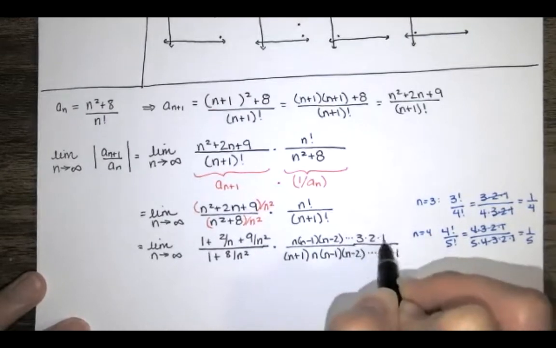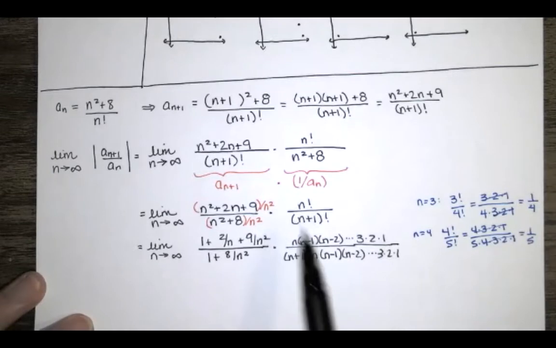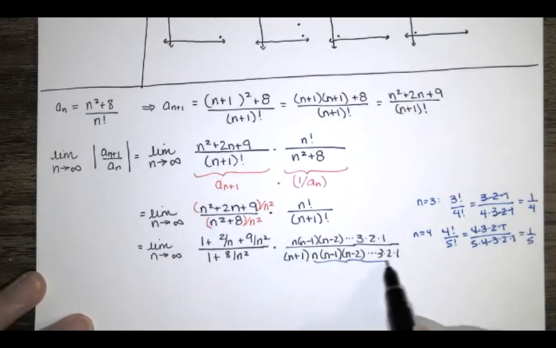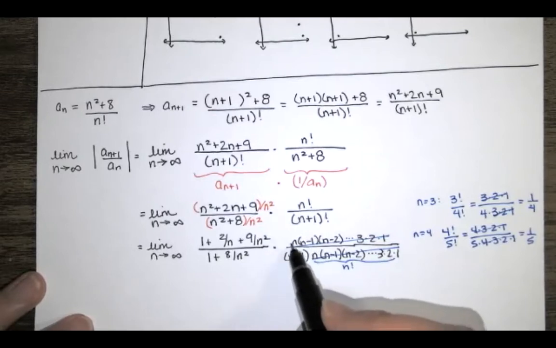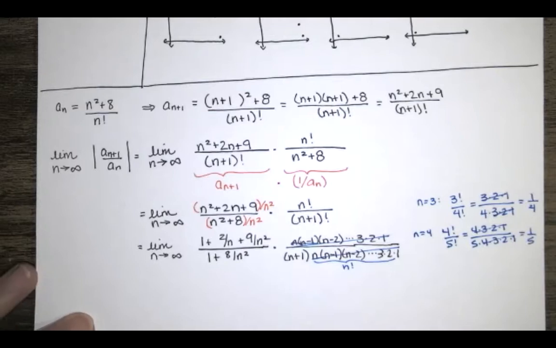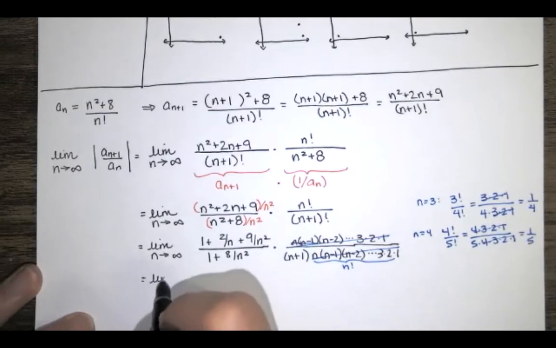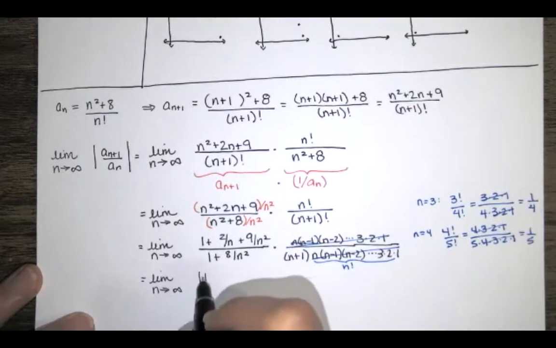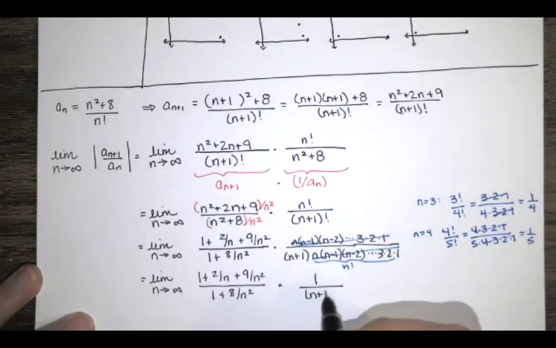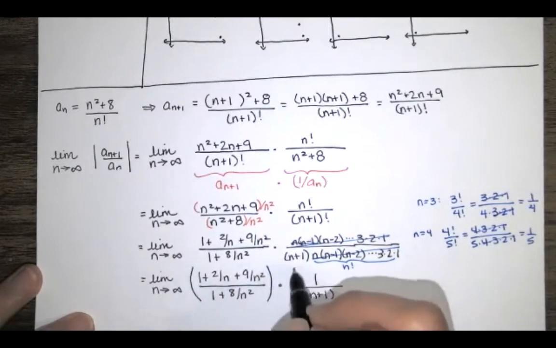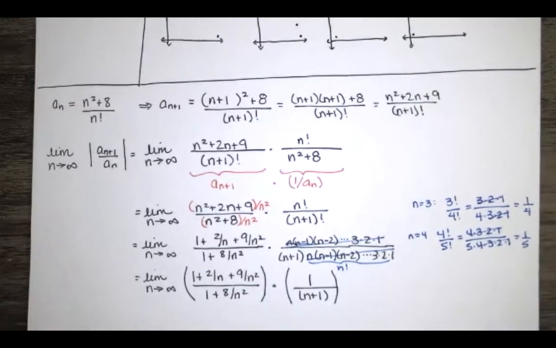Now you don't actually have to write this out. If you want to, you can just say that this denominator is n plus 1 times n factorial, and the numerator is n factorial. So the n factorial and the n factorial reduce, and you're just left with 1 over n plus 1 there. So you've got this factor times this factor. Remember from Calculus 1, the limit of the product is the product of the limits.